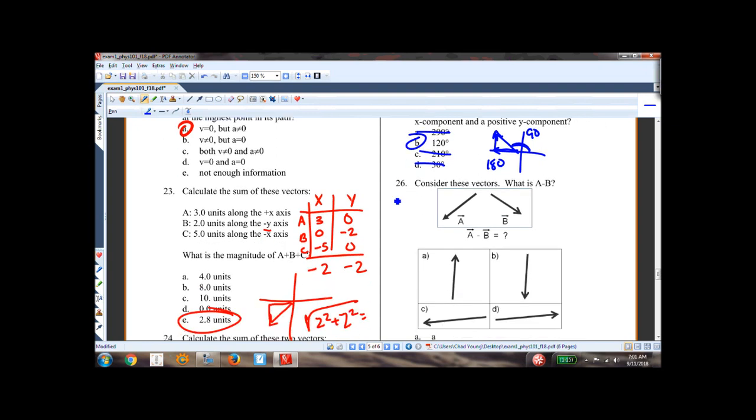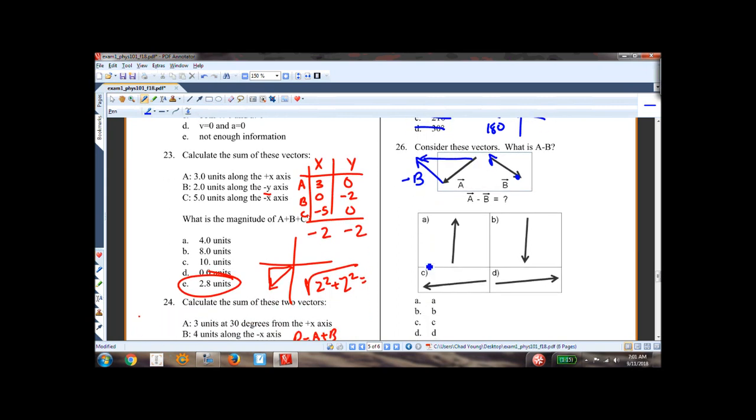What is the vector A minus B? Remember, we're going to take this B and we're going to flip it around the other direction. So A and then minus B, and then this is my resultant. So it's going to be the vector that looks like that. That is C for number 26.